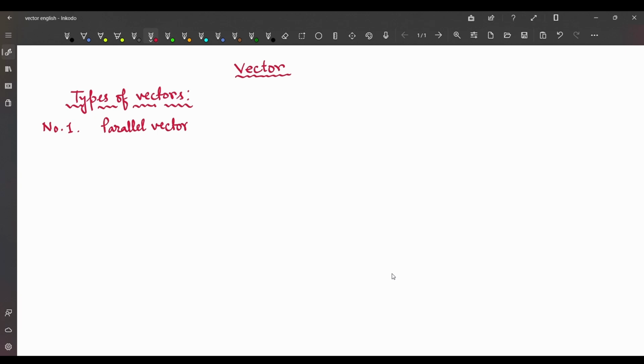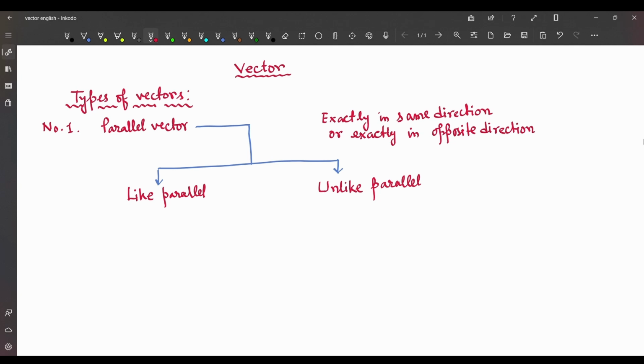Number 1. Parallel vector. If two vectors are in exactly the same direction or in exactly opposite direction, then those are treated as parallel vectors. There are two types of parallel vectors: one is like parallel vector, another is unlike parallel vector. Whenever two vectors are exactly in the same direction, then their angle is 0. These are treated as like parallel vectors. And when two vectors are exactly in opposite direction, then these are treated as unlike parallel vectors.